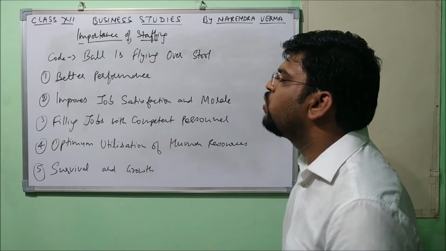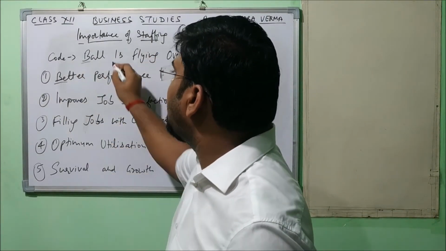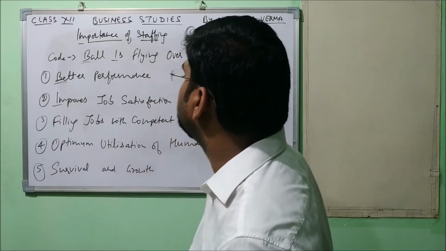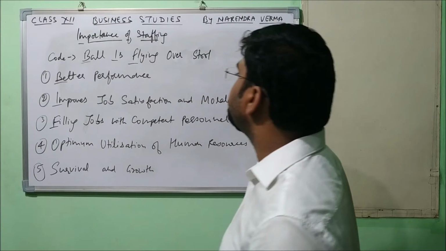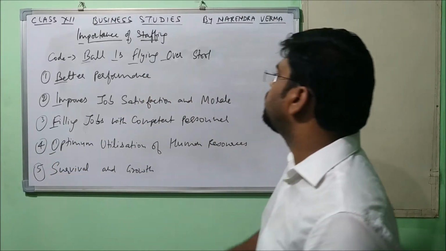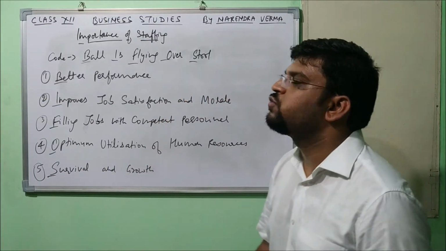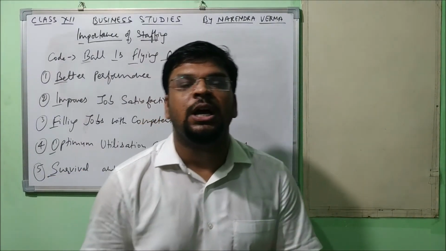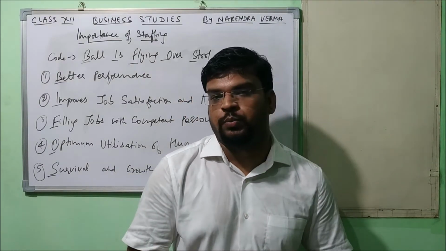Now how is this code going to work here? See, this V stands for better performance, I stands for improved job satisfaction and morale, F stands for filling jobs with competent personnel, O stands for optimum utilization of human resources, and S stands for survival and growth. So ball is flying over a stool. You can remember all the points of importance of staffing by this single code. Alright.